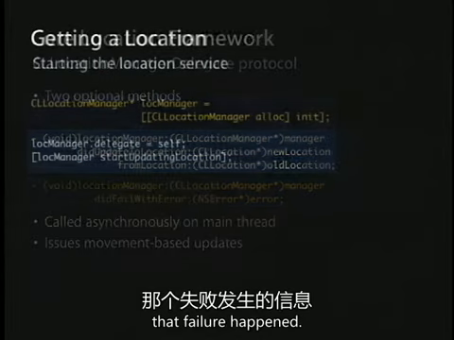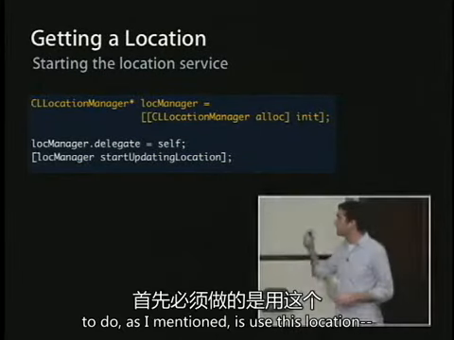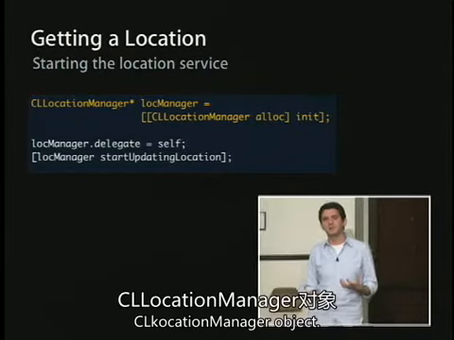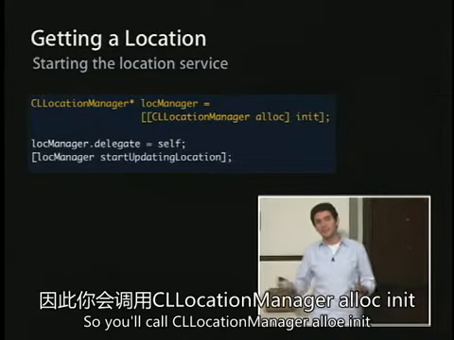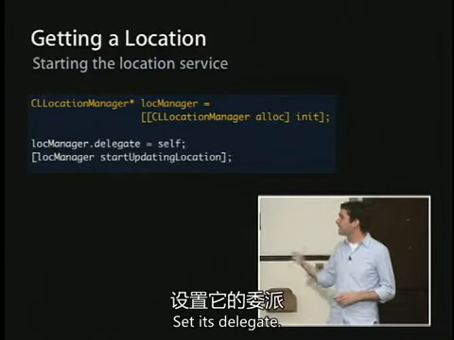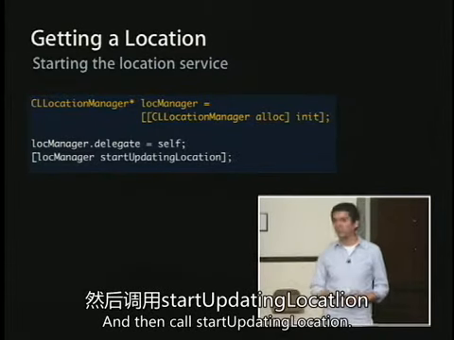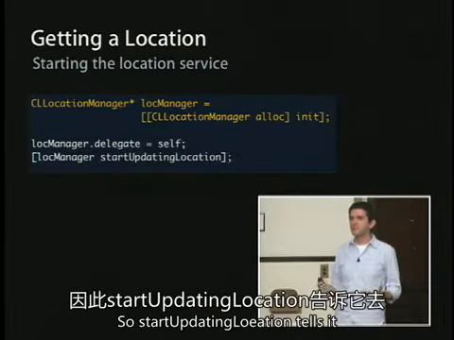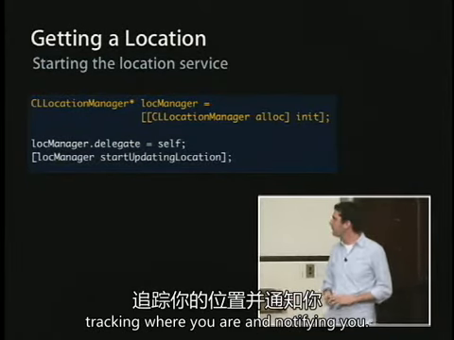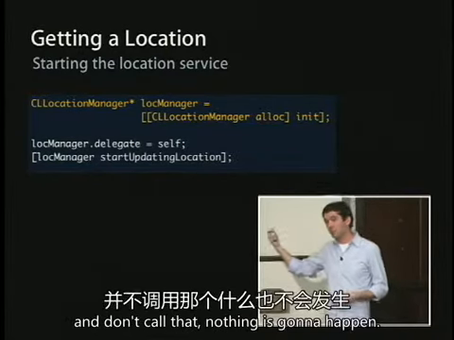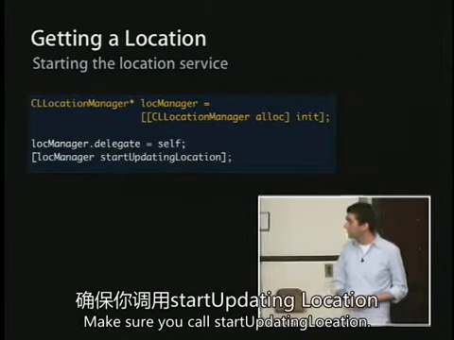All right, so if you want to start using this, the first thing you have to do, as I mentioned, is use this CLLocationManager object. It's your entry point to the entire framework. So you'll call CLLocationManager alloc init to get a new one. Set its delegate, so you'll probably set yourself as the delegate. And then call startUpdatingLocation. So startUpdatingLocation tells it to begin generating these notifications, tracking where you are, and notifying you. If you just allocate it and set your delegate and don't call that, nothing's going to happen. So you won't be notified. Make sure you call startUpdatingLocation.